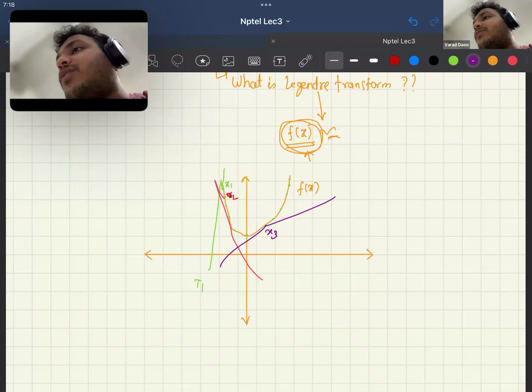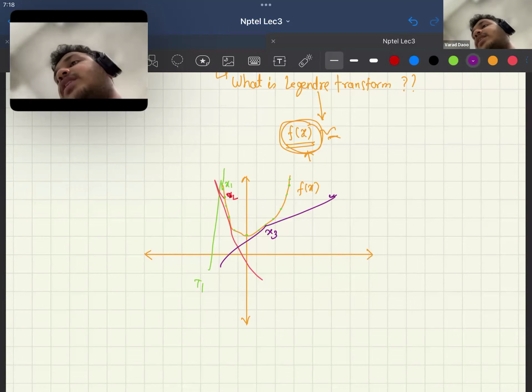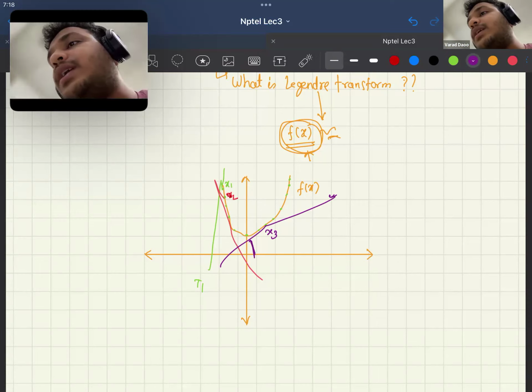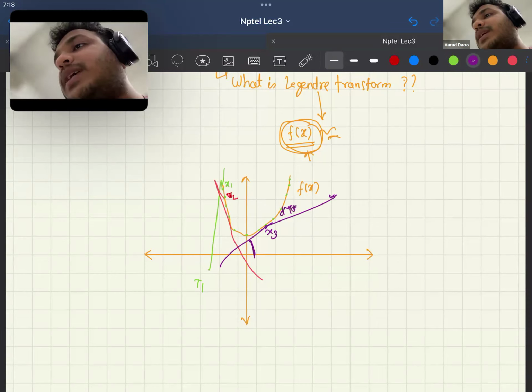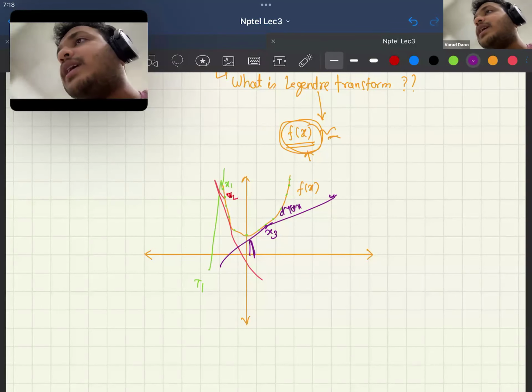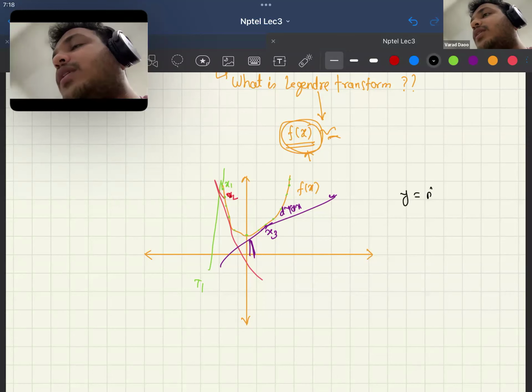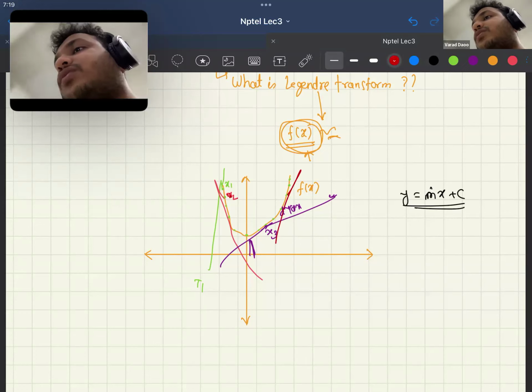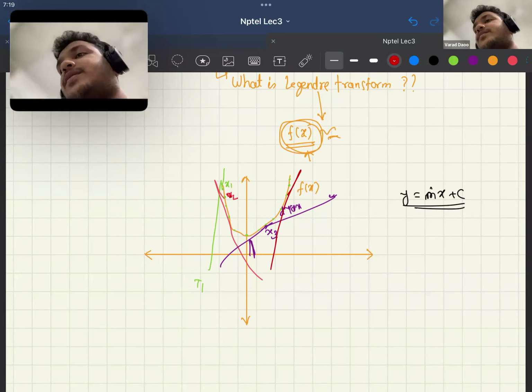Now I have information about the tangent line. For that tangent line, what do I need? I need just the slope, right? Slope at this point, which is nothing but dy by dx, and what else do I need? I need the y-intercept. If I have this basic information, then y is equal to mx plus c. So based on this expression, if I have the equation of the tangent line for all of these, then I can still reconstruct this function, not directly but in an indirect way.